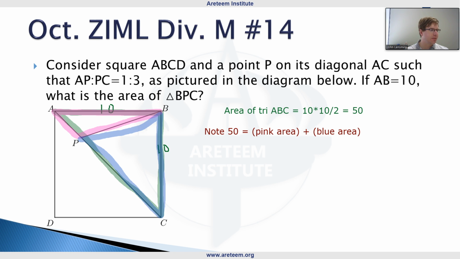So 37.5. Even if you have the answer, let's see where it comes from. If you wanted to find the base and the height of these triangles, one way would be to tilt your head sideways. So let's think of these triangles having a base of AP and PC.